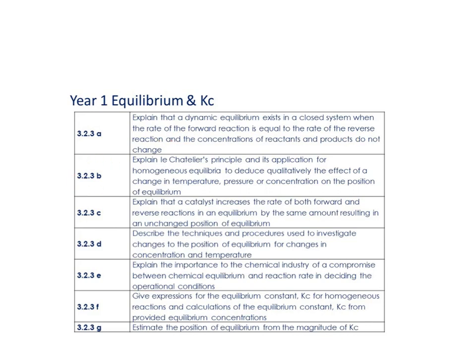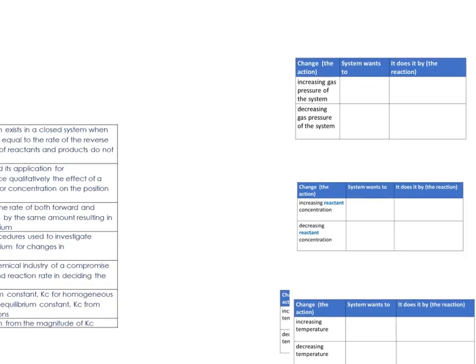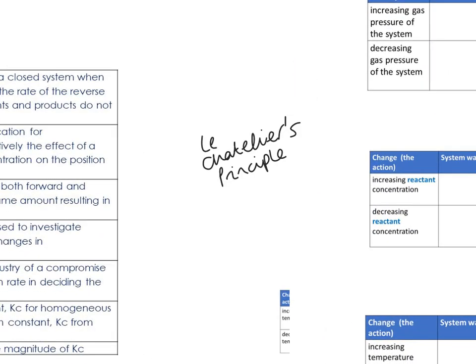Next, we're going to look at Le Chatelier's principle and its application for homogeneous equilibria to deduce the effect of change in temperature, pressure, or concentration on the position of equilibrium. So Le Chatelier's principle is the idea that when a change is applied to a system in dynamic equilibrium, the system reacts in such a way to oppose the effect of that change.